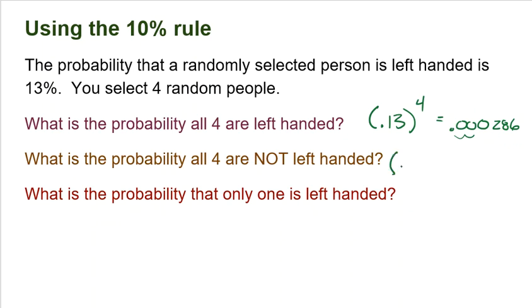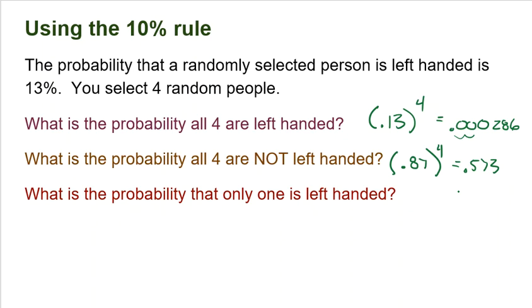Well, come on, complement rule. If 13% of people are left-handed, 87% are not. So I need not lefty, not lefty, not lefty, not lefty, 0.87, 0.87, 0.87, 0.87. So 0.87 to the 4th. And that is 0.573. Very likely. In fact, that is very, very likely because most people aren't left-handed. So it would be totally normal if you got 4 non-lefties, right?